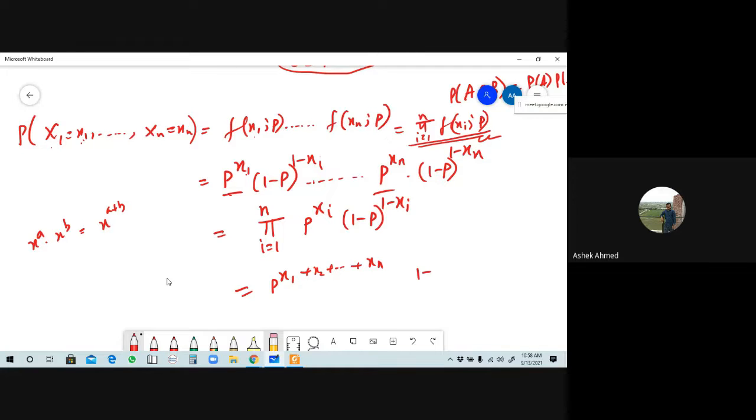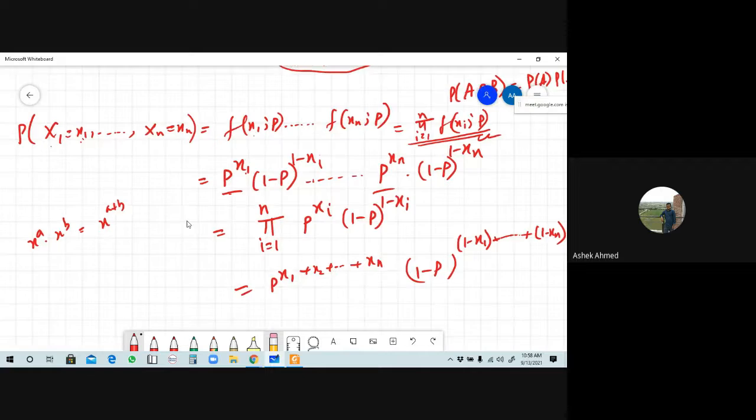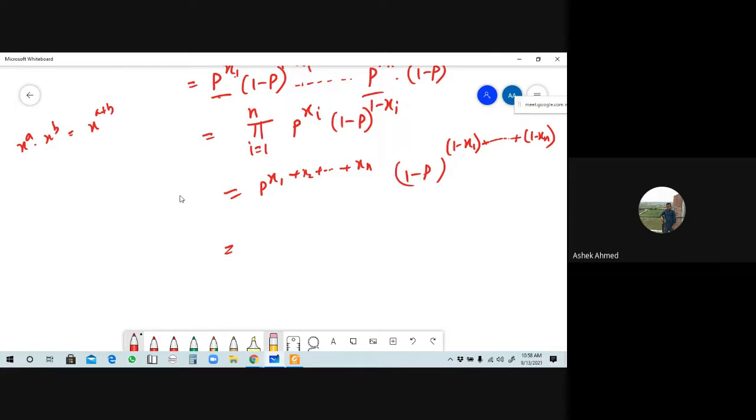Similarly, 1 minus p whole to the power: the first term is 1 minus x1 plus dot dot dot dot plus the last term 1 minus xn here. Understand? In abbreviated form, we can write this as p to the power summation of xi, with i from 1 to n, that represents the sum of x1, x2 up to xn. Can you understand? Can you write this in abbreviated form in this way? Response me. Understand?